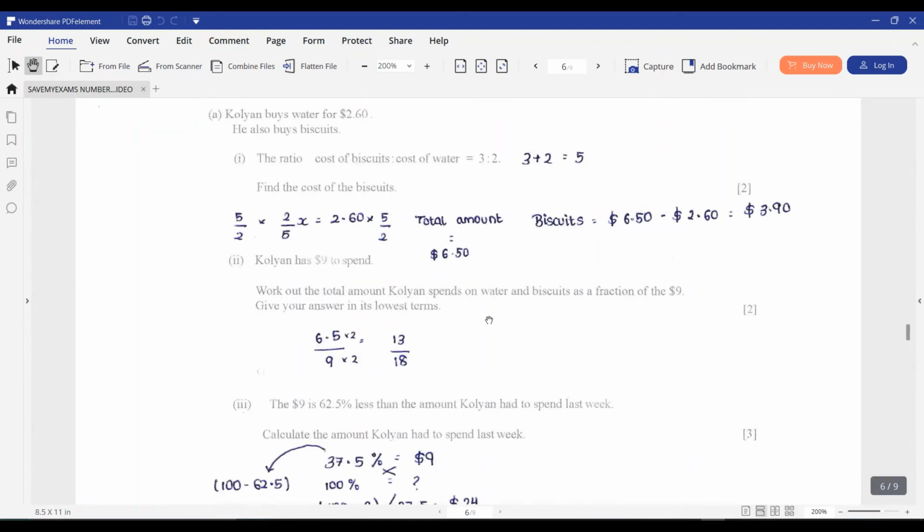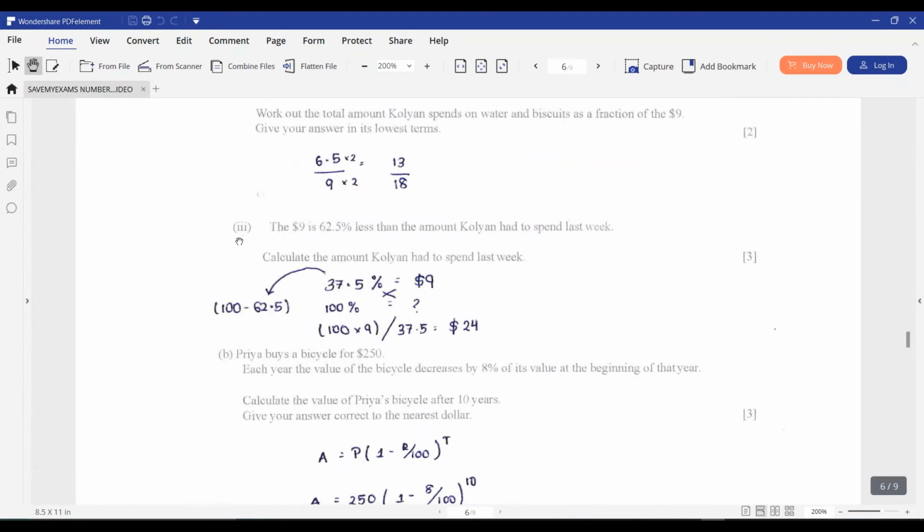Kolyan has $9 to spend. Work out the total amount Kolyan spends on water and biscuits as a fraction of the $9. Give your answer in its lowest terms. Take the total amount over 9. And since we have a decimal, we would multiply the numerator and denominator by 2 to get rid of it. Hence, the final answer being 13 over 18.